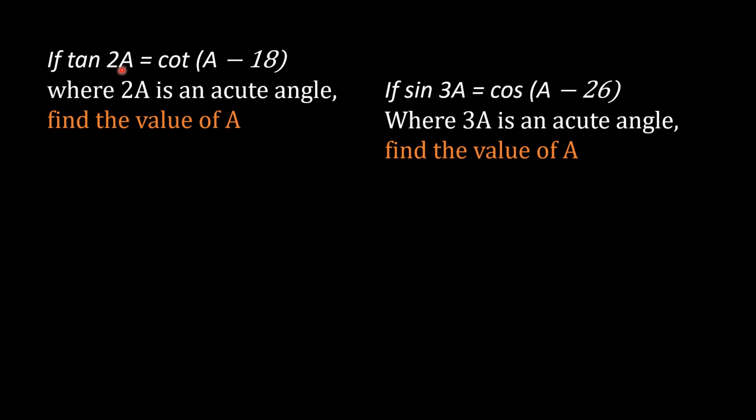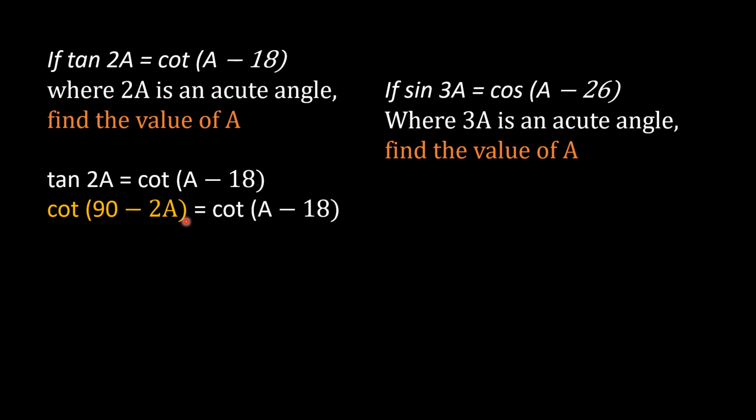If tan 2a equals cot (a minus 18), where 2a is an acute angle, find the value of a. Here we can change tan to cot or cot to tan, but we will change tan to cot. We write the expression first. Tan 2a equals cot (a minus 18). Now we will write tan 2a as cot (90 minus 2a) equals cot (a minus 18).